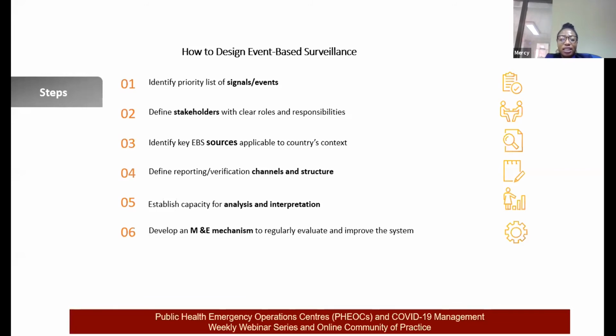The second thing to do is to define stakeholders with clear roles and responsibilities. Who is doing what? And we recommend that these stakeholders should be multi-sectorial. So you're working with colleagues from the environment sector, animal health, and human health, and there should be that synergy and coordination. Identify key EBS sources applicable to the country's context. That I'd already explained. So maybe radio could work in a particular context. In another context, maybe it could be the television, just depending on the country's context.